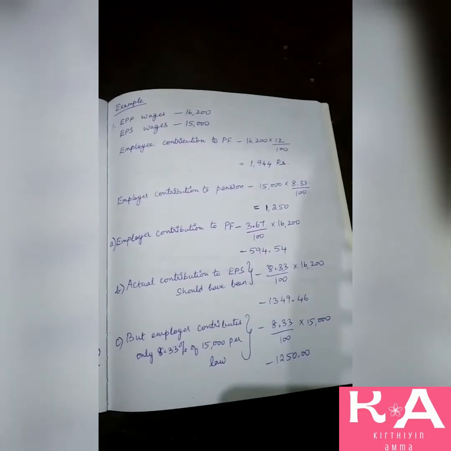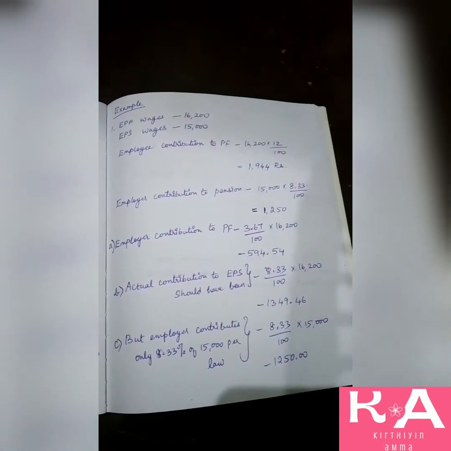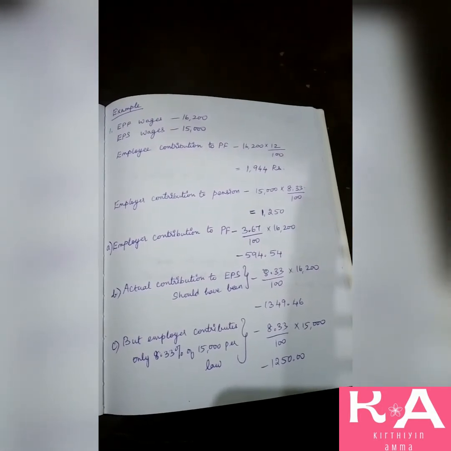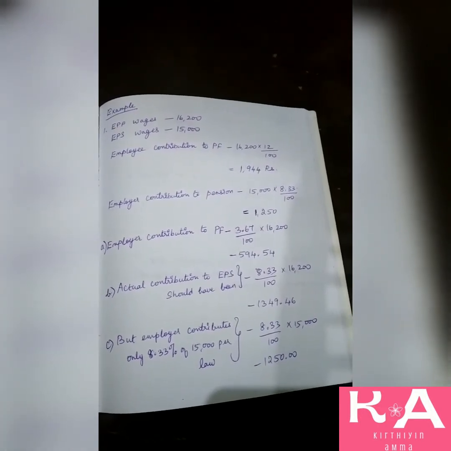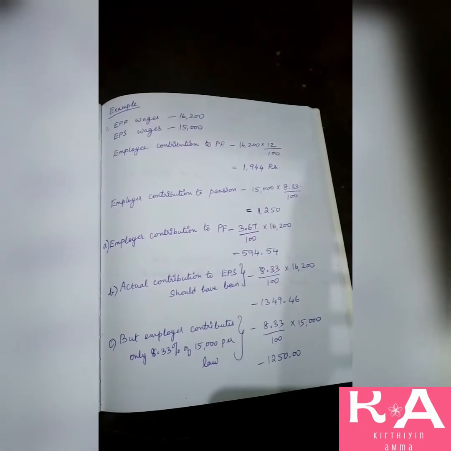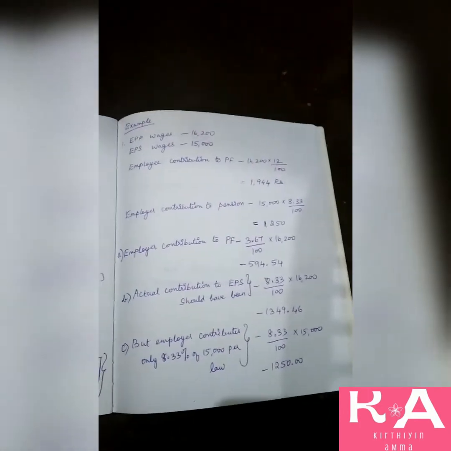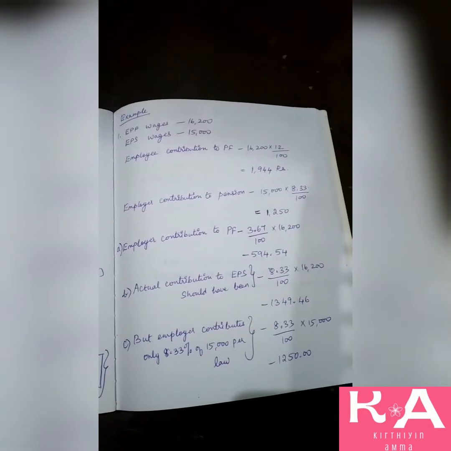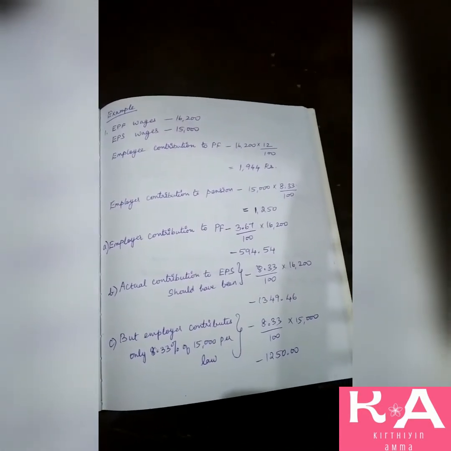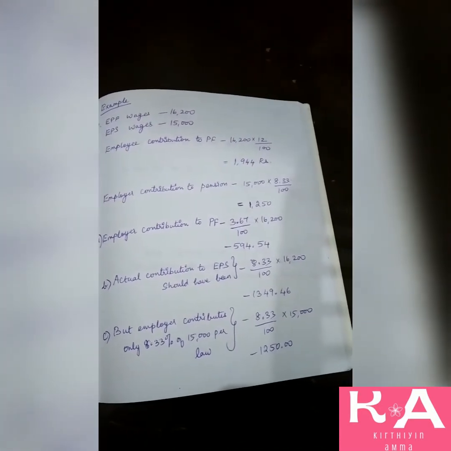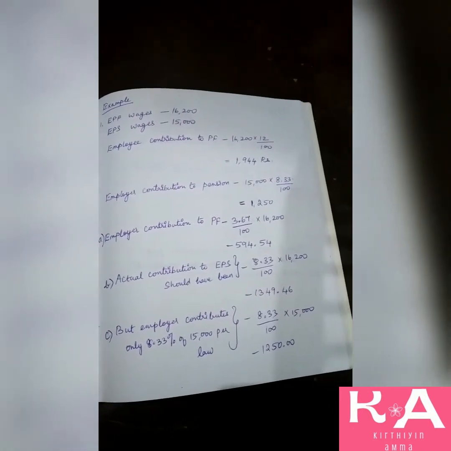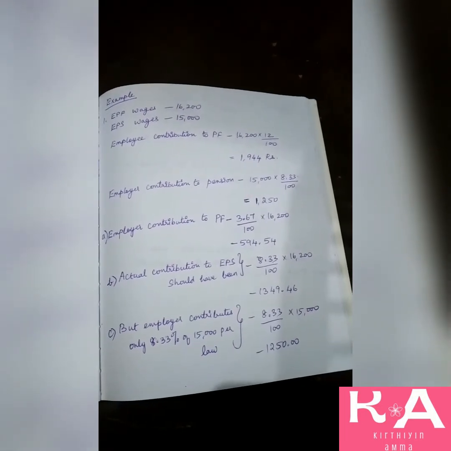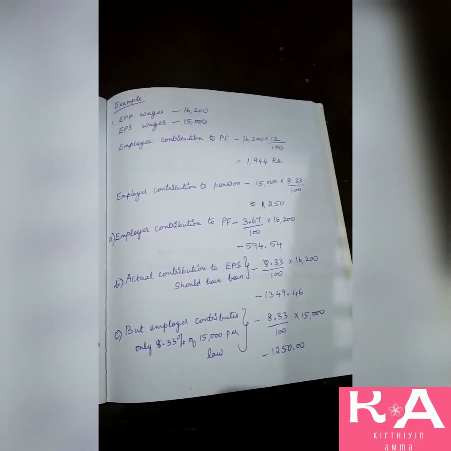So to understand better, let us take this example. Here EPF wages is 16,200. EPS wages is mentioned as 15,000. So the employee contribution to PF will be 16,200 into 12%, which comes to 1,944 rupees. And the employer contribution to pension, which is the standard amount calculation, that is 15,000 into 8.33%.